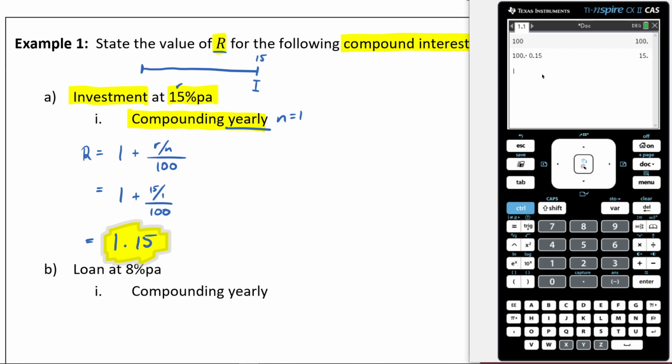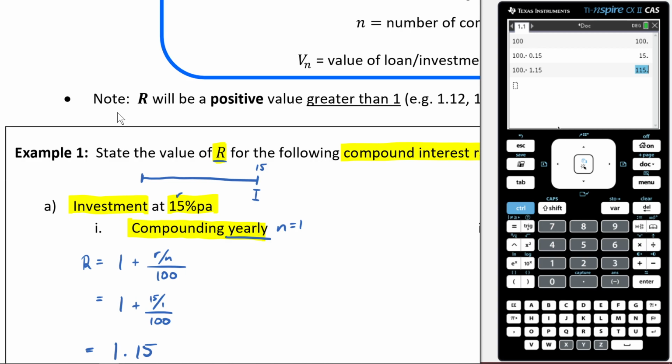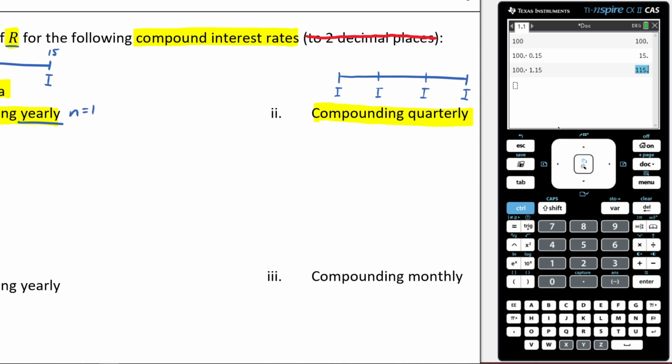And you'd be correct. So what you have to do when you're trying to figure out your balance, when it's growing, is you put a 1 in front of it. And now, as you can see, we end up with 115. That's why there's a little 1 in front of it there. So that's important for you to know. And that is mentioned in this little note here, the fact that R will be a positive value greater than 1. That's why.